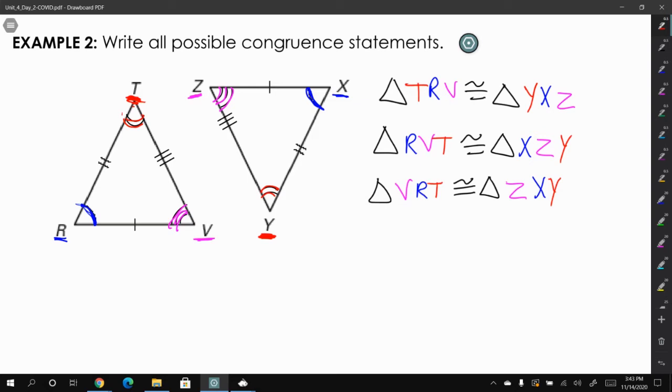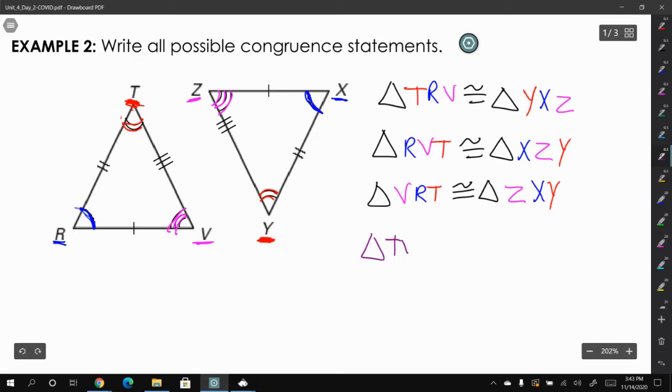So now the next 3, I wanted to write all 6 of them for this problem. The next 3, I'm not going to color code them, just so that you can see how it would look normally, or without colors. So I could go triangle TVR, and that's going to be congruent to triangle YZX. And when I don't use colors, I like to go back and just make sure, okay, do V and Z correspond? Yep, they do, because in my original picture, they're the same color.